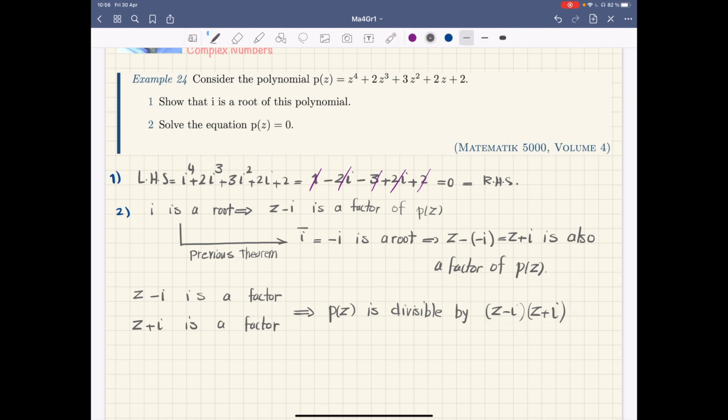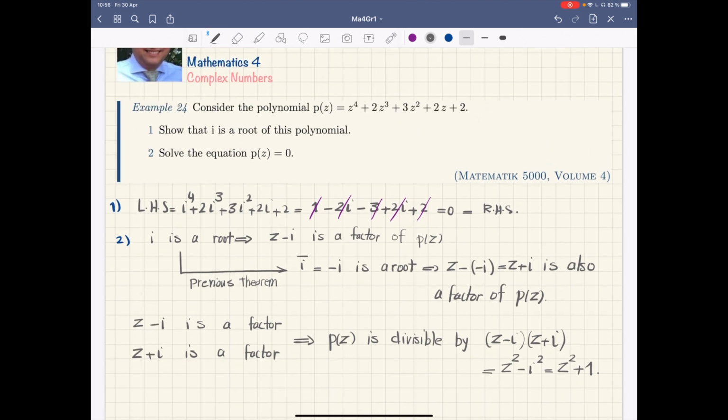But what is a better name for the product? The better name for the product is the conjugate pattern. It becomes the first one to the 2 minus the second one to the 2, so it becomes z squared plus 1. Now you see how this solves my problem. I want you to see this example is a very nice example of the application of the previous theorem. Yes? So now I know that I had a fourth degree polynomial. In the problem, they gave that I is a root. Because of the previous theorem, I realized that its conjugate is also a root.